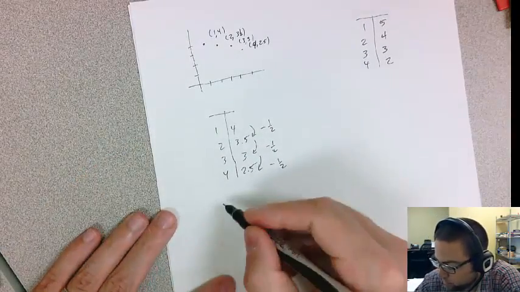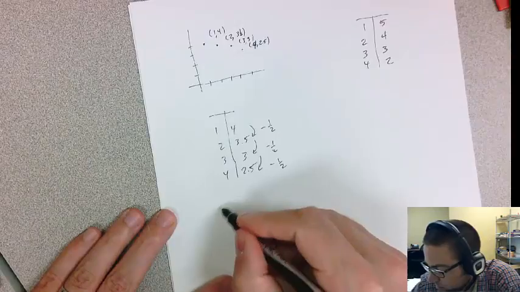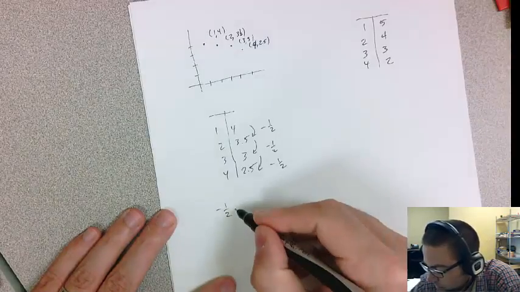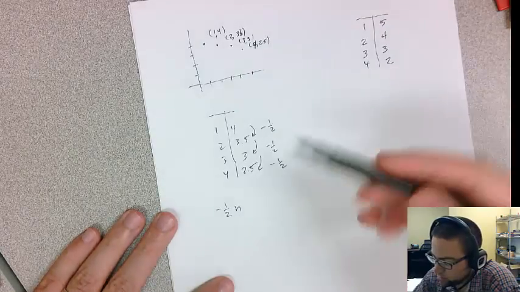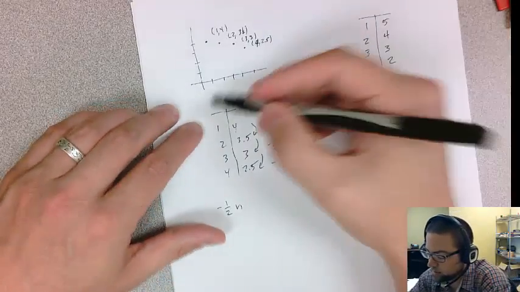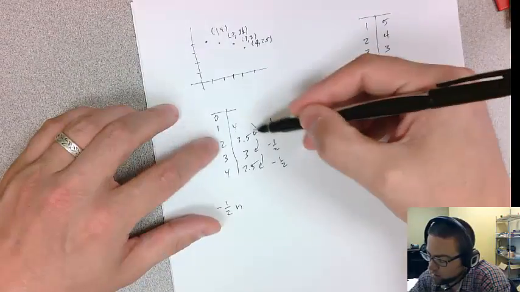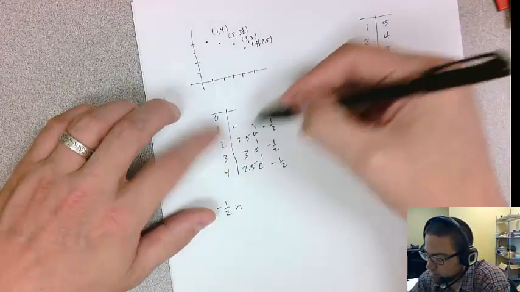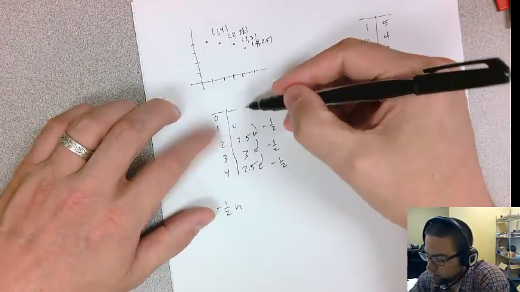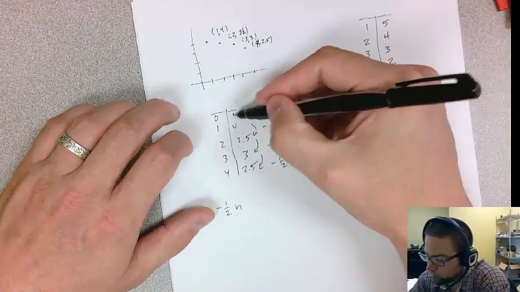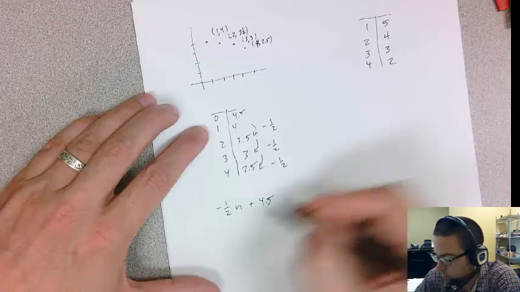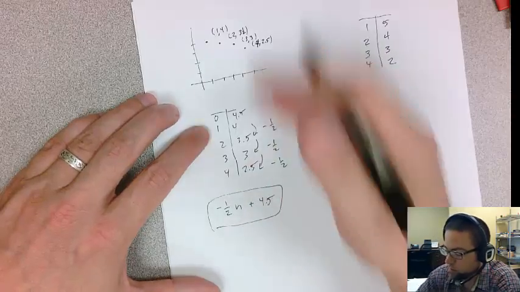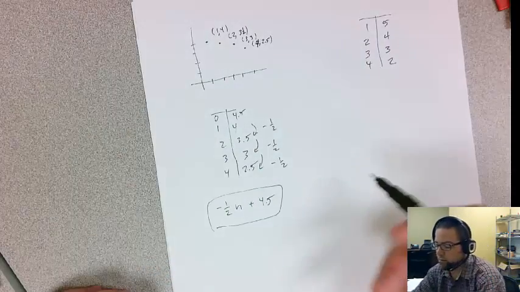If I were to write the symbolic form of this, it would be minus 1/2 times n, and then I want to find my initial condition. I have to go back a step to step 0. If I were subtracting 1/2 each time, to go back I would have to add 1/2 to 4, so it would be 4.5. So plus 4.5 would be the symbolic representation of this graph.